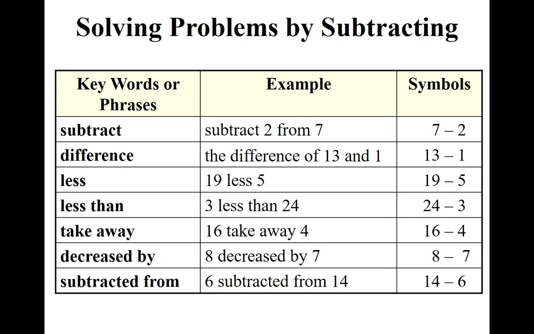Subtract 2 from 7 means we're starting from 7 and subtracting 2 from it. So subtract 2 from 7 would be 7 minus 2, not 2 minus 7. For difference, the difference of 13 and 1, just follow the same order that it's given in. The difference of this and this is this minus this, 13 minus 1. 19 less 5. Well, if you started at 19 and now you're less 5, you're 19 minus 5.